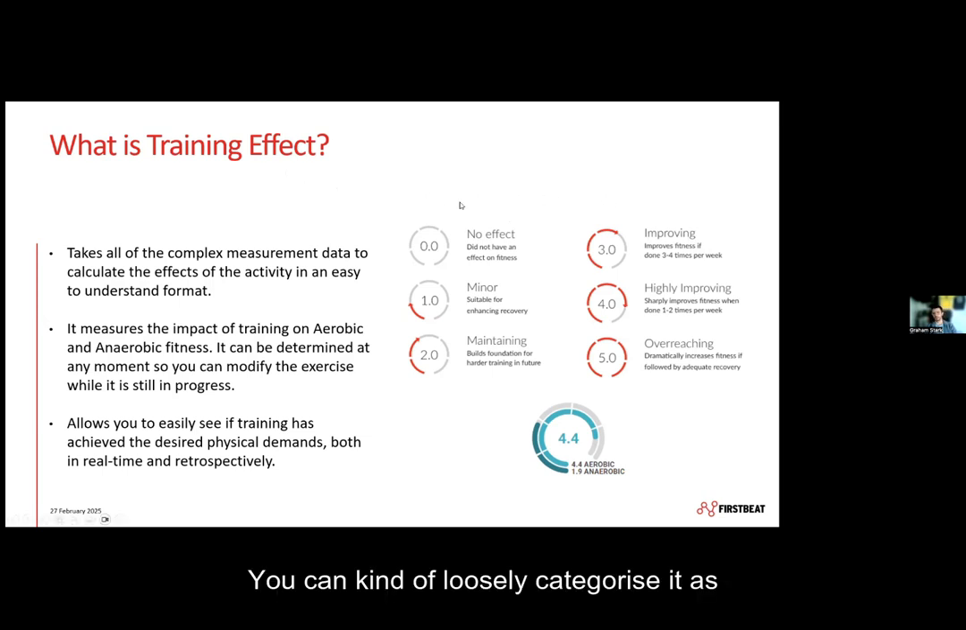You can loosely categorize it as shown on the right here. Anything above 1 is having a small effect. Anything above 2 is maintaining the fitness levels that you have already. 3 is improving, 4 is improving quite significantly, and then 5 is called overreaching.